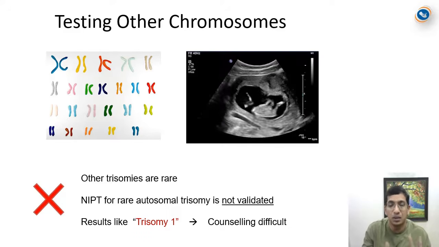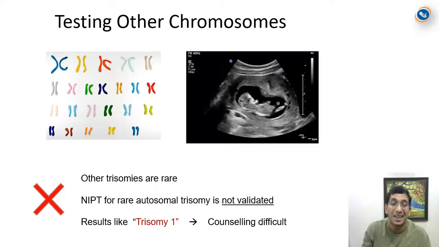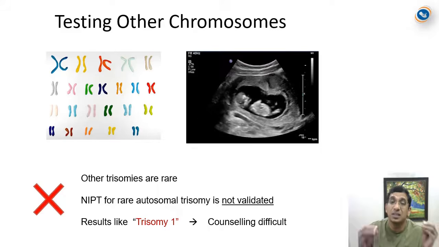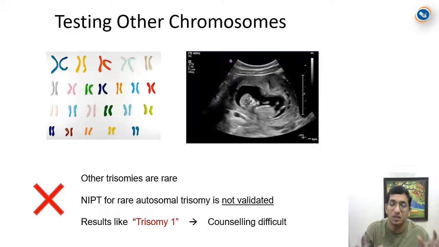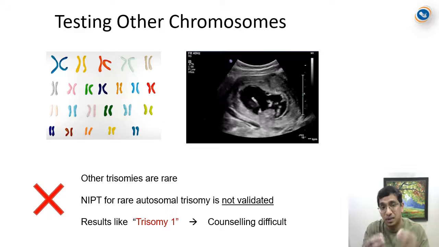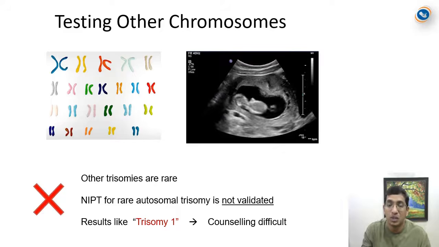Again, I don't want to go through that slide again, you will have lots of false positives. Second, NIPT for rare autosomal trisomies is not validated in large scale studies. And third, and the biggest problem, is if you get a result like trisomy 1. Tell me, have you ever heard of any human being with trisomy 1 or any fetus with trisomy 1? No, because if you actually have trisomy 1, a human being cannot be formed. If there is fertilization and trisomy 1, it will be a blighted ovum. You will not have a fetus.